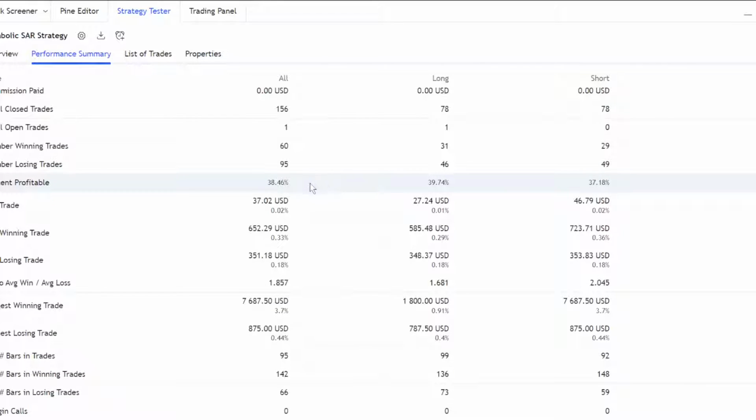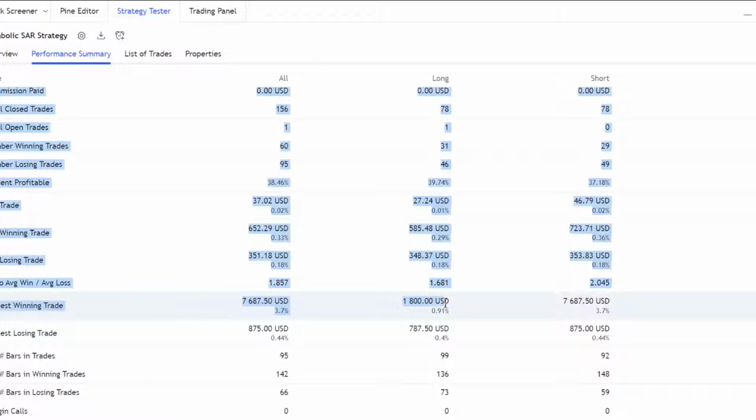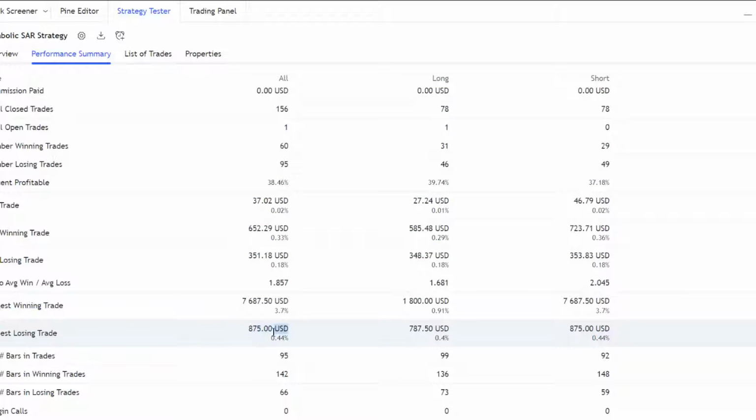Let's dive into the numbers real deep here. So this is probably the interesting part. Average bars in winning trade, 142. Average bars in losing trade, 66, 73, 136, 148, and 59. So that gives you about an average of 100. So let's look at largest winning trade, $7,000, $1,800. Largest losing trade, $800, $700, $800. Average winning trade, $650. Average losing trade, $350. And you're winning almost 40% of your trades.